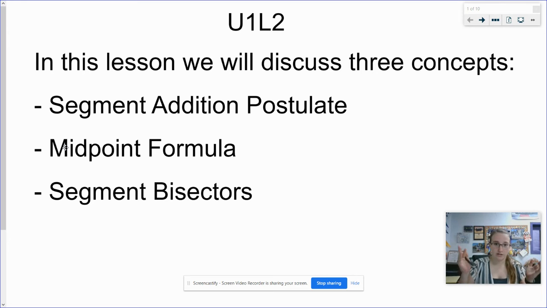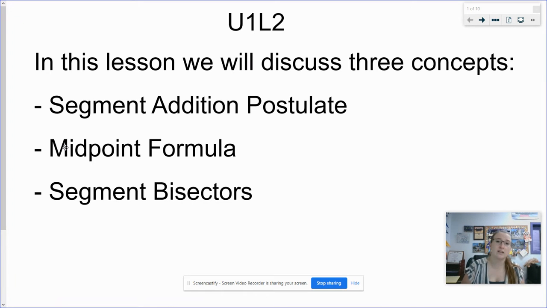We've already talked about, in Unit 1, Lesson 1, which I didn't really title it that way, but that's okay, a bunch of vocabulary that we need to get us going here. So you're going to start seeing that vocabulary over and over again. And in this lesson, we're going to talk about three concepts: the segment addition postulate, midpoint formula, and segment bisectors.